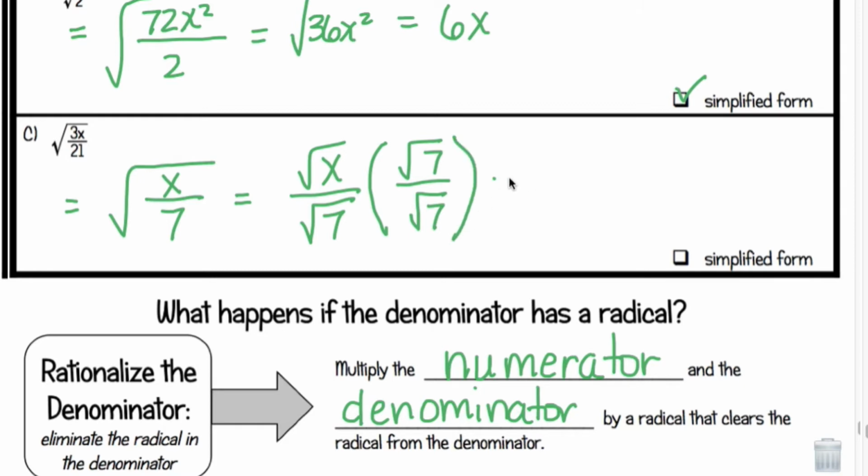Because the square root of 7 times the square root of 7 is going to be the square root of 49, which we know is 7. And then here I would write 7x. And that would be then in simplified form. I got rid of the radical in the denominator. Okay, and we call that rationalizing the denominator by multiplying a radical to clear the radicals from the denominator, so we end up with just a number.